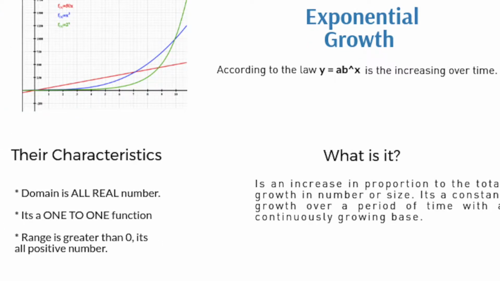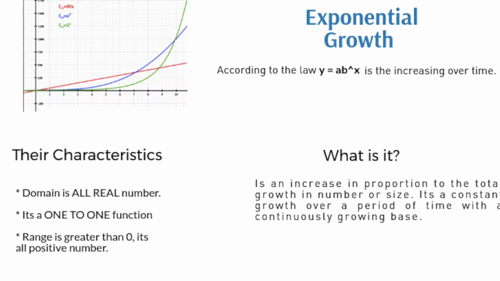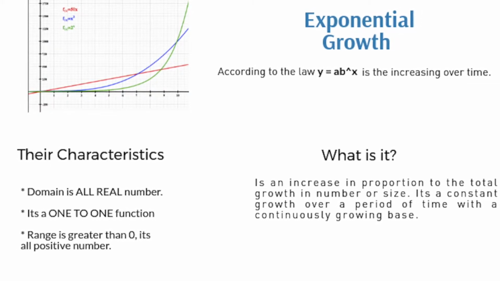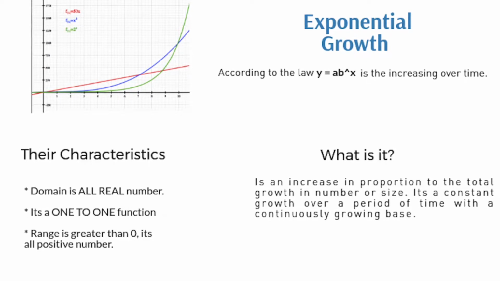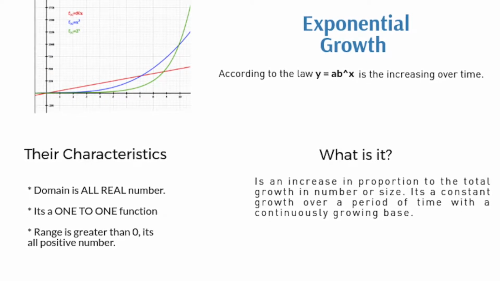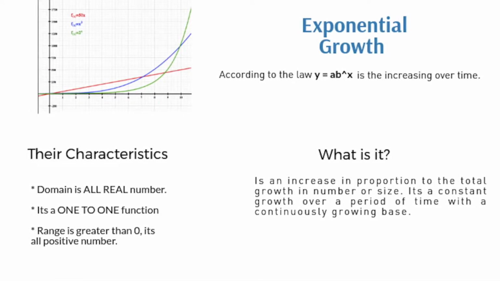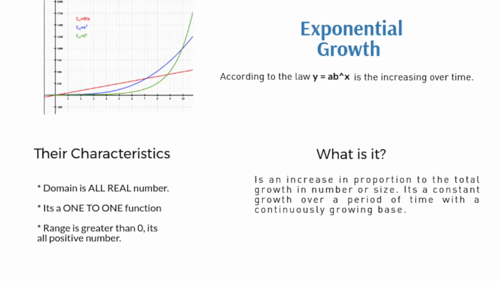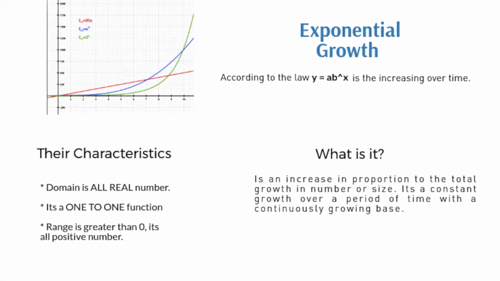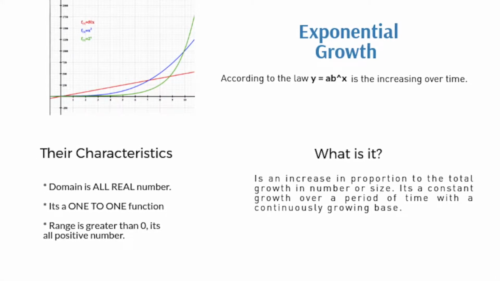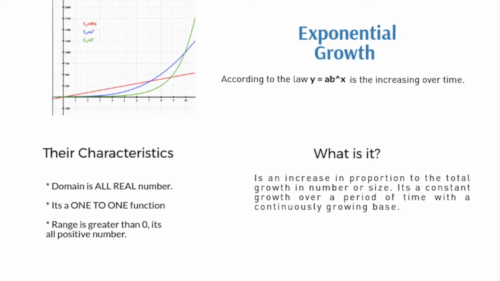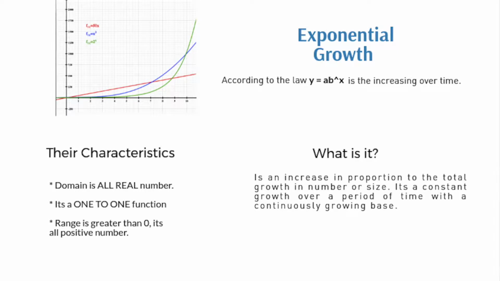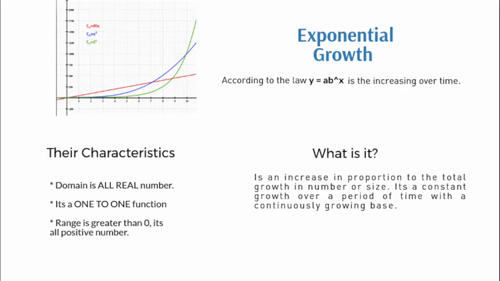For exponential growth, we can see in the chart how the lines get wider and thicker, depending on the value you put in the formula that is shown. Its characteristics are the following. Its domain is all real numbers, and it's a one-to-one function, and the range is greater than 0, all positive numbers. What is exponential growth? It's an increase in proportion to the total growth in number or size. It's a constant growth over a period of time with a continuously growing base.